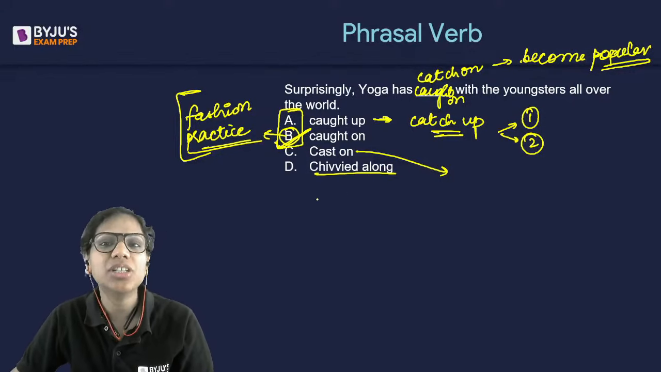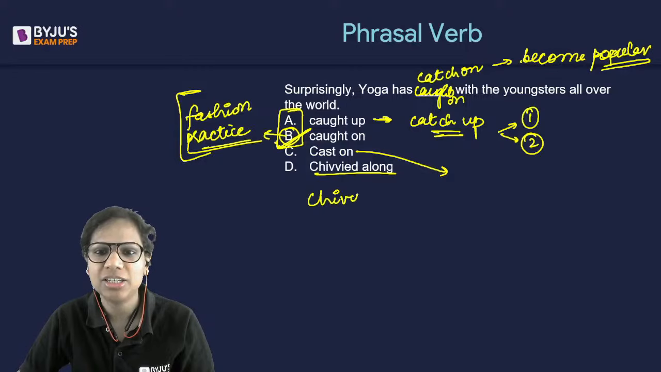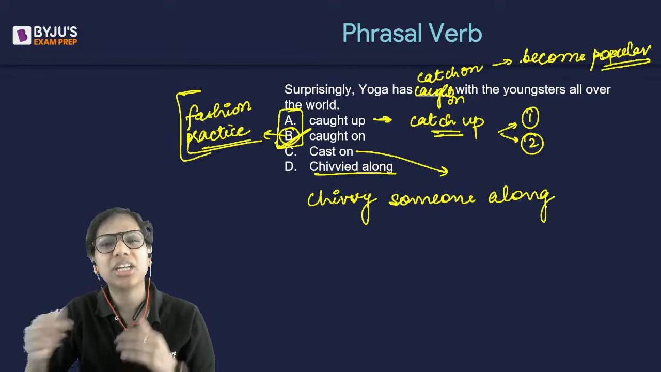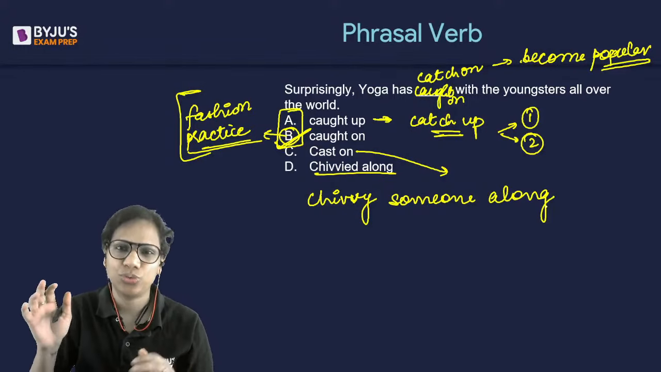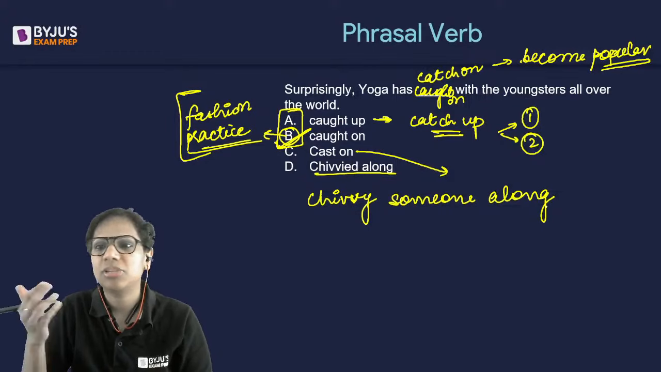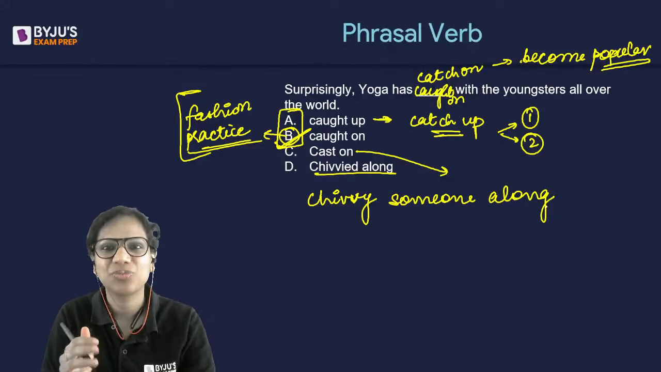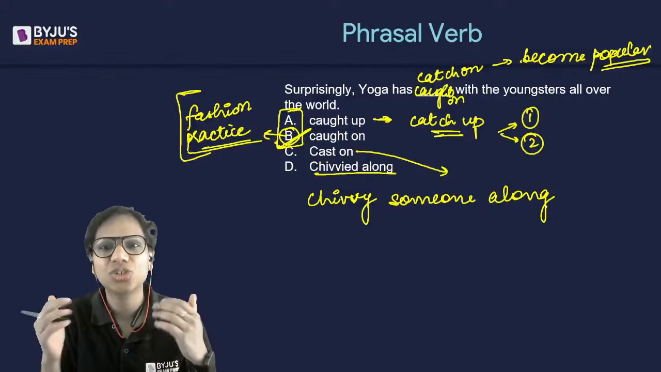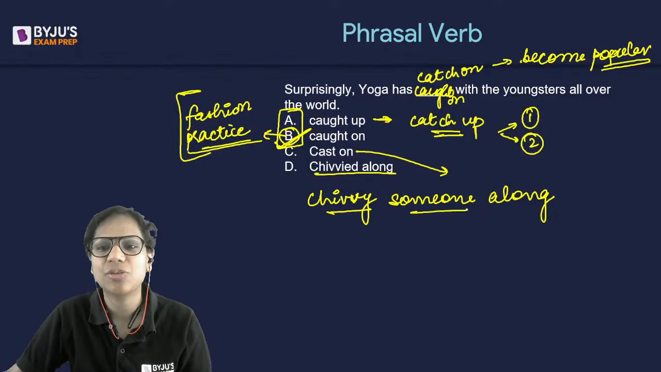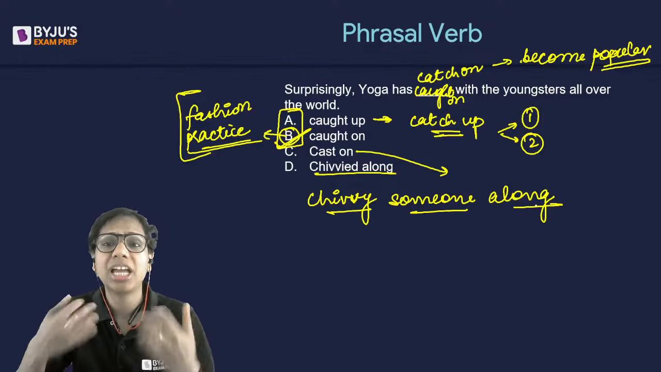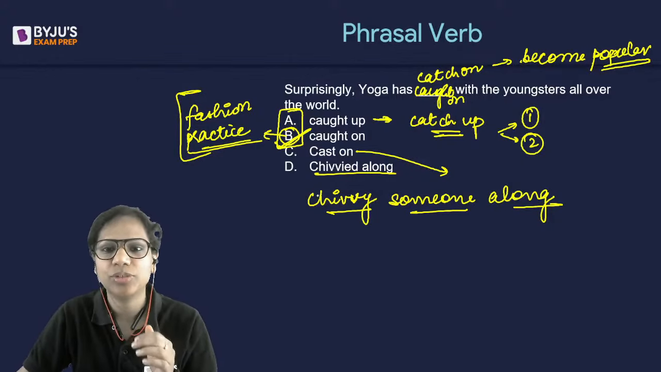To shivvy someone along, when you shivvy someone along, you prod them to do something, you encourage them to do something that they don't want to do, right? So, let's say during the exams, sometimes our parents shivvy us along to study. We are reluctant, but they encourage us to study. So, that is to shivvy someone along. Okay, so he was reluctant to study, but I shivvied him along. That's how we will use it.